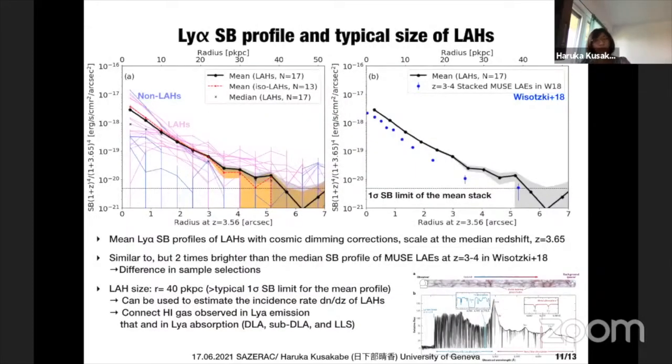Next, we calculated the mean Lyman alpha surface brightness profile of Lyman alpha halos with cosmic dimming correction. The mean profile of 17 Lyman alpha halos is 2 times brighter than the surface brightness profile of MUSE Lyman alpha emitters in Wisotzki et al. But this could be explained by the difference in the sample selections. We obtained a typical Lyman alpha halo size above the 1 sigma surface brightness limit at 40 physical kpc. The size can be used to estimate the incidence rate of Lyman alpha halos, which allows us to connect the HI gas observed with Lyman alpha emission and the gas observed with Lyman alpha absorption, such as DLAs and sub-DLAs.